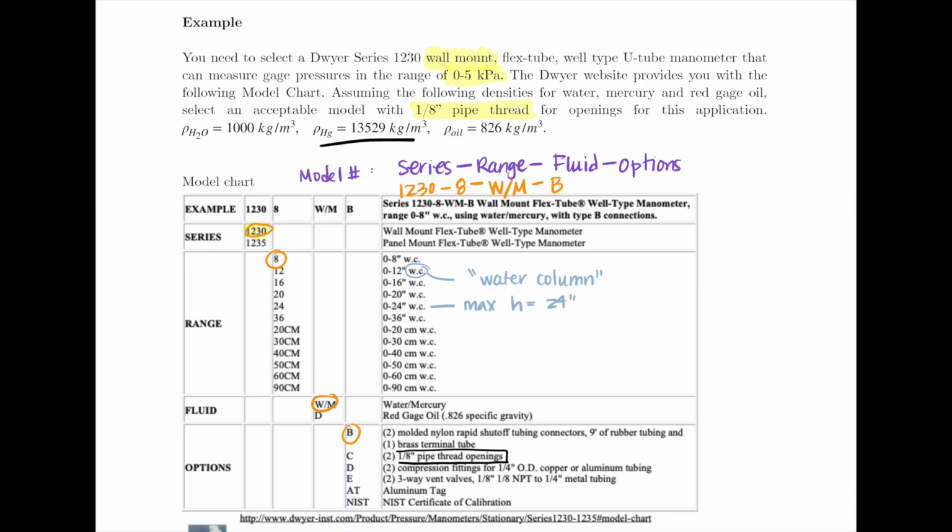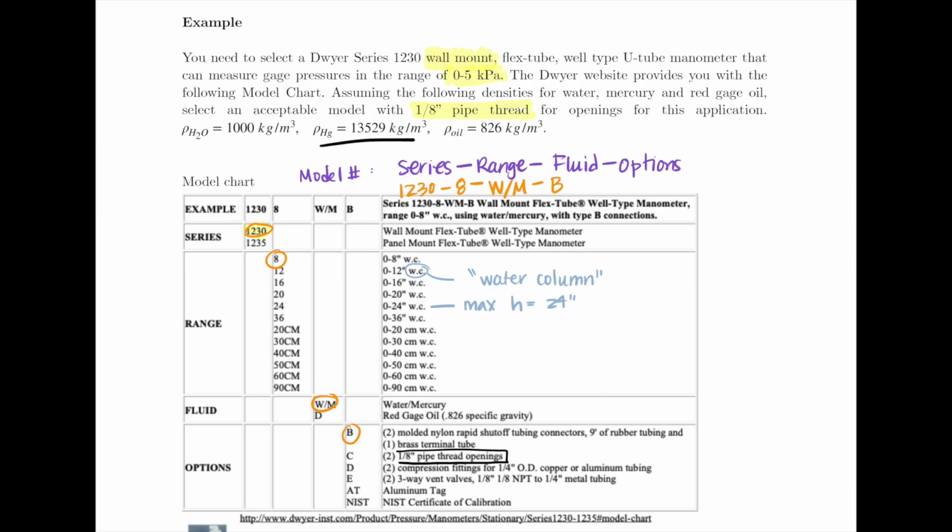Okay, so looking at this chart, for our series, we can either choose wall mount or panel mount. We already know that it needs to be a wall mount system, so we're committed to 1230. All of the ones that we're going to choose are going to start with 1230. The second one is our range. This is the most important one that we want to look at. So this WC means water column.